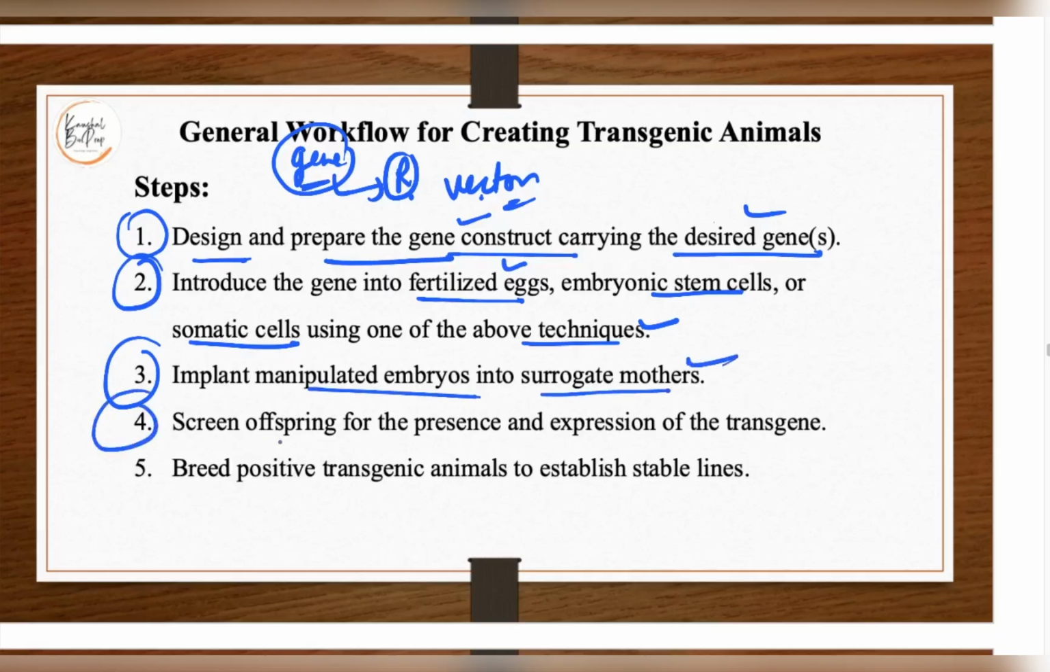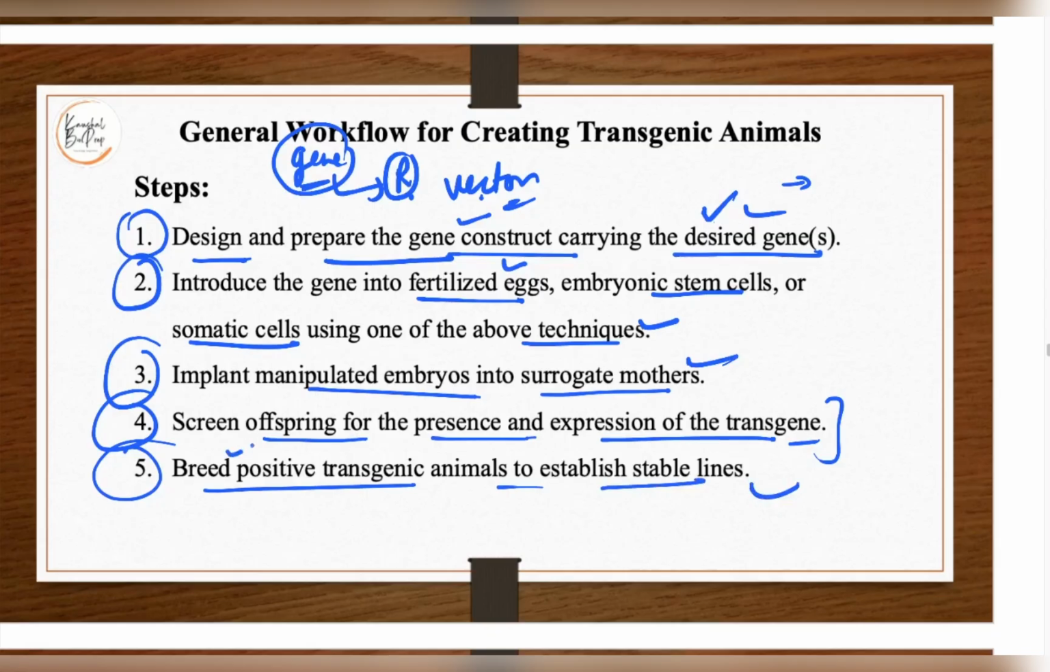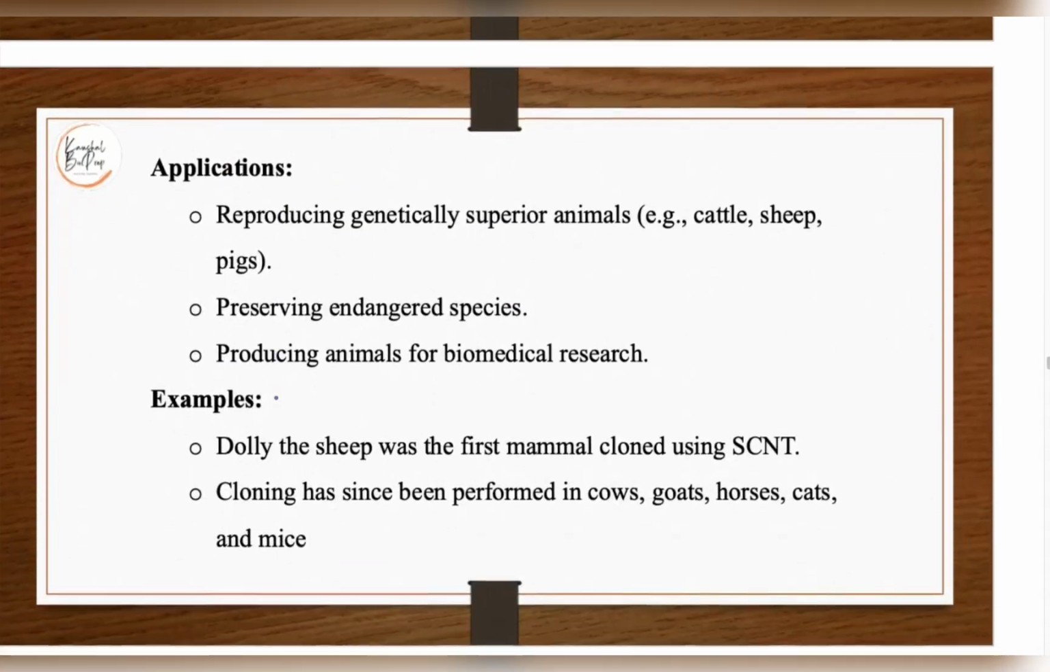Then you will screen the offspring for presence or absence of the gene expression, because this desired gene is known to you, so you know its expression, a certain kind of protein or something like that. If that protein is there, that means the gene is expressing. It can happen that not all the offspring have that. Only certain offspring have the desired gene, so they will show the expression of that gene. So you will screen that and then further breed positive transgenic animals to establish a stable line. So you will breed those who are positive for your particular gene, right?